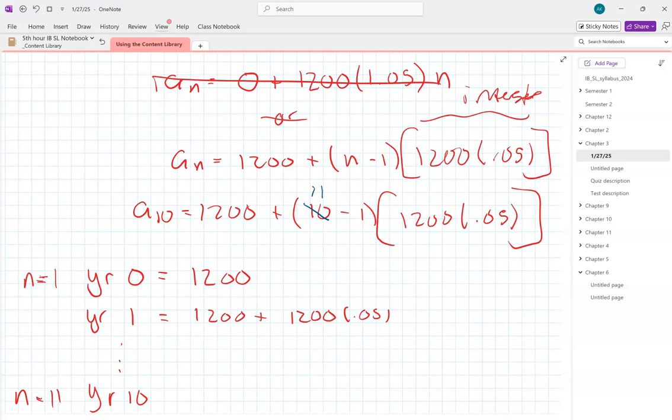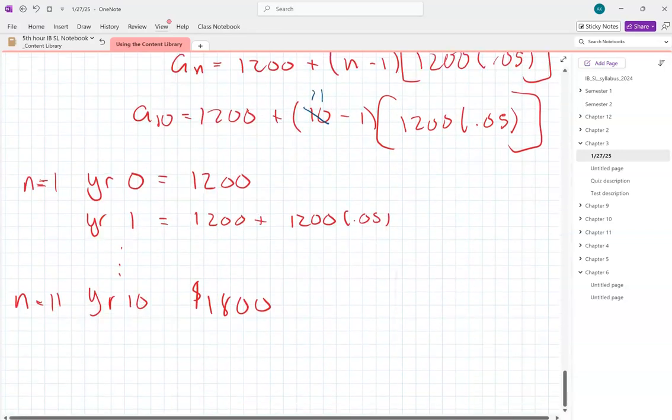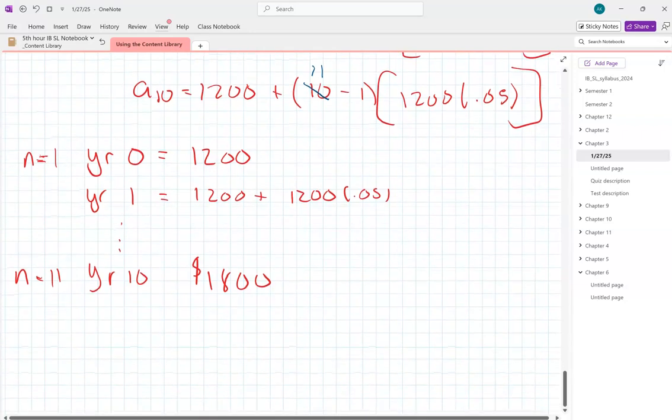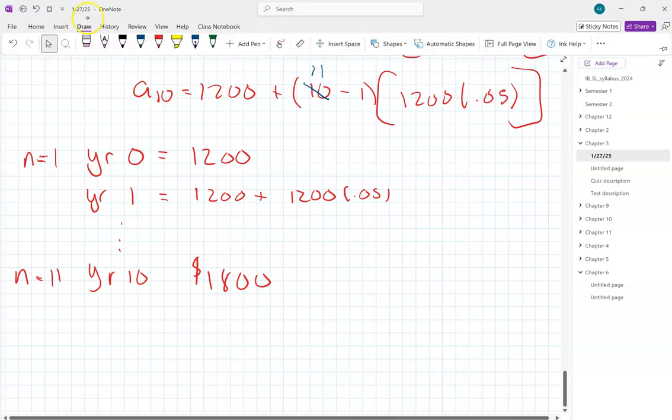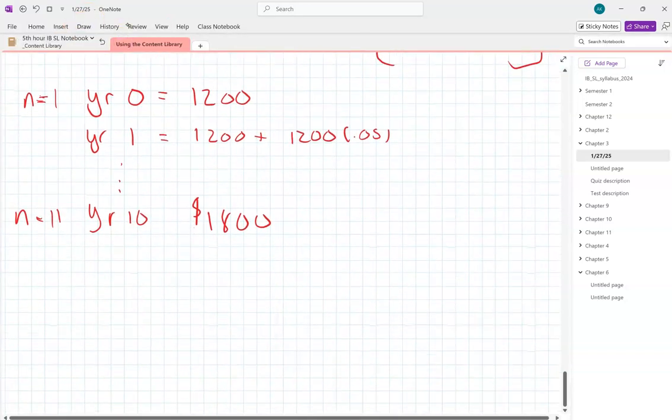That's like the interest there. Good golly, Miss Molly. So this is going to be like $1,800. Jeepers creepers. All right, that was a mess. My apologies.